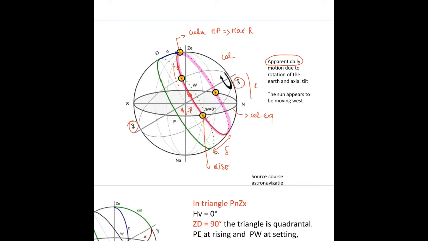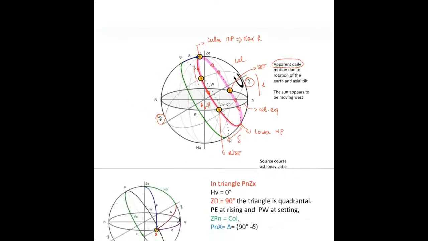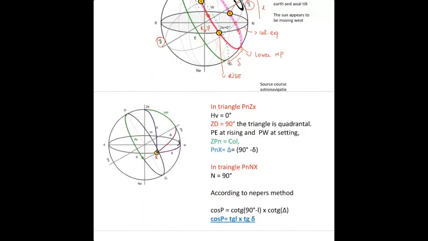Then after culmination the altitude of the sun starts going down again until the sun is on the celestial horizon, where the sun will be setting. After setting, the sun sinks deeper until it passes its lowest point, which is called the lower Meridian Passage, or lower culmination point.